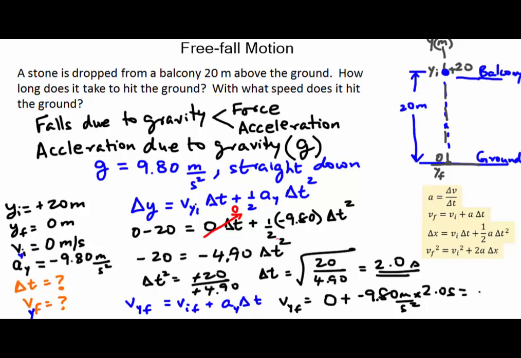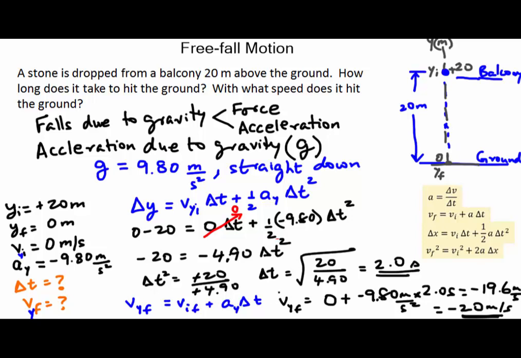which gives me an answer of minus 19.6 meters per second, or down to our 2 significant digits, minus 20 meters per second. And there's our answer to the second question. The negative makes sense because the velocity is in the downward direction when it hits the ground. So in our coordinate system, that's a negative value.